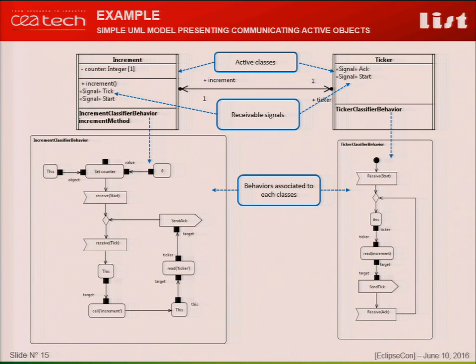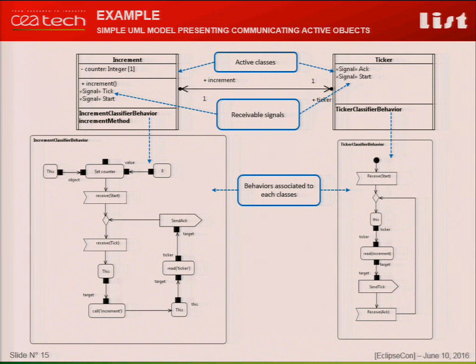Here is a very simple example specified in raw UML. We have two active classes. These two active classes have an associated classifier behavior. A classifier behavior is just a function. This function is defined here in an activity. It could have been defined using a state machine. It would have been the same, but the syntax would have been different.